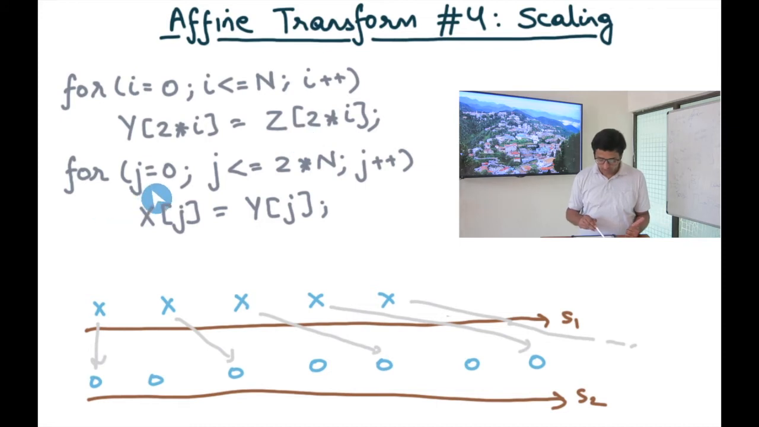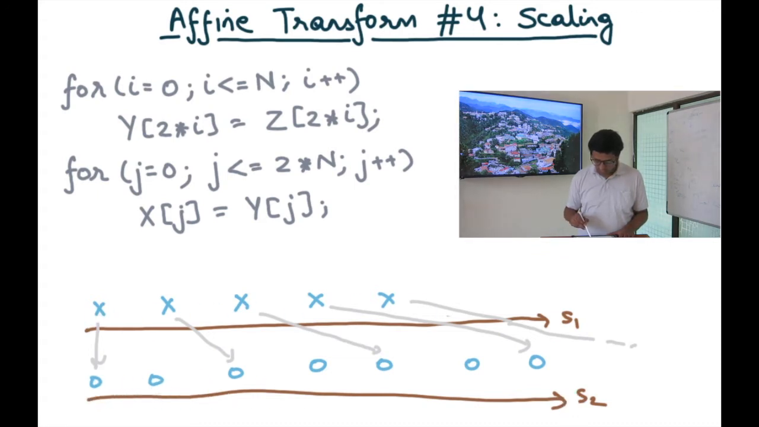And then for j equals 0 to 2n, j plus plus, x of j equals y of j. Here we are looking at each and every element of y in sequential order. So you can see that there is a read after write dependency on y, and we want to capture this. If I were to draw this diagrammatically, the crosses are S1 and the circles are S2.